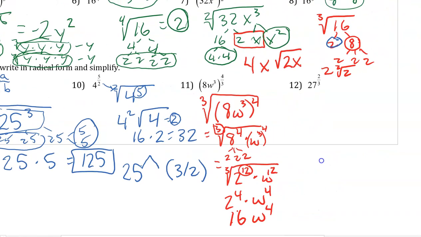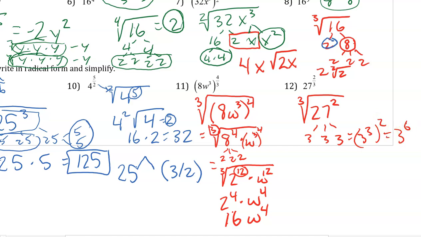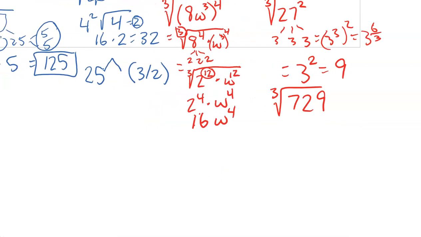Number 12, 27 to the 2/3. Third root of 27 squared. If we recognize 27 as 3 times 3 times 3, or 3 to the 3rd, then we have 3 to the 3rd squared, which is 3 to the 6th. If we take the 3rd root of that, we get 3 squared, or 9. And that is the last problem on this page. Let's go ahead and take a look at the next page.